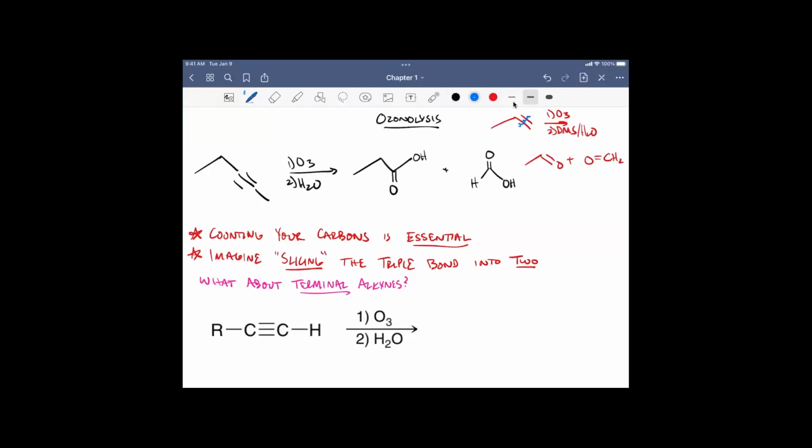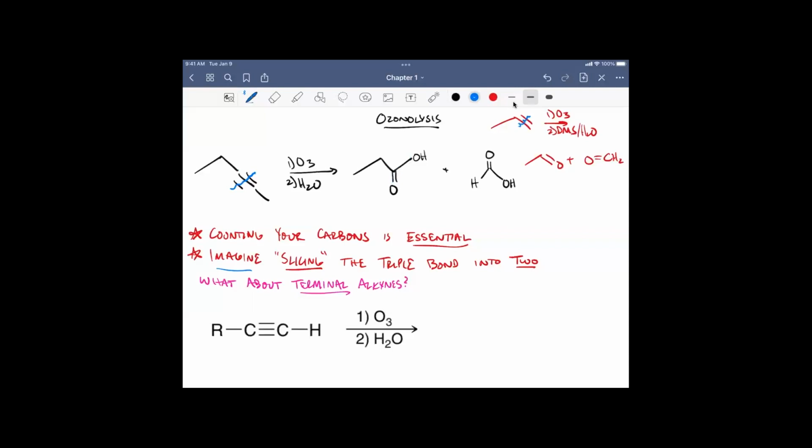So we're still doing the same thing where we split that triple bond, but we end up with this OH at the end, this alcohol group connected to this double bonded oxygen, and we get that on both sides. So that is what you get when you use O3 and H2O. So I wrote here, imagine slicing the triple bond into two, and this asks, what about terminal alkynes?